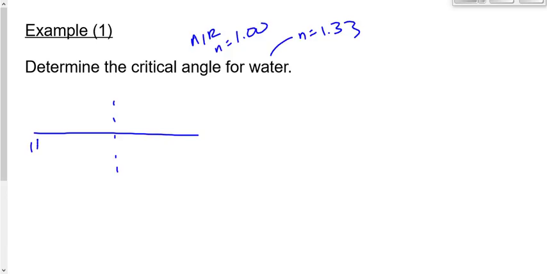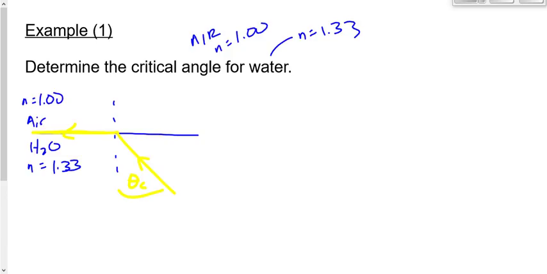So let's make this our water down here with an index of refraction of 1.33. This is our air up here with an index of refraction of 1.00. And let's say we're going this way, from high to low index of refraction. Now, I drew the water down below because water doesn't usually sit above air, but it doesn't really matter. If you draw it the other way around, it's fine, as long as you have your light going from water to air.